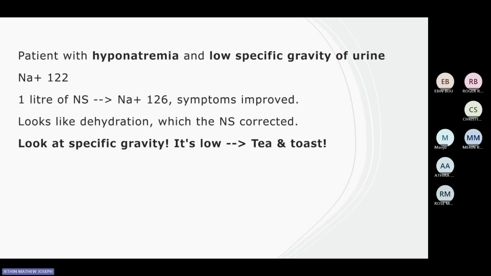So you might think that this is dehydration, even when you didn't see any clinical signs of dehydration. But maybe if you had seen the urine specific gravity, and it was low, and if you asked her and took a detailed history about her diet, maybe you could have brought up a tea and toast diet. I'm not saying this is always the case, but it is important to rule that out also. So diet is very important when it comes to hyponatremia.